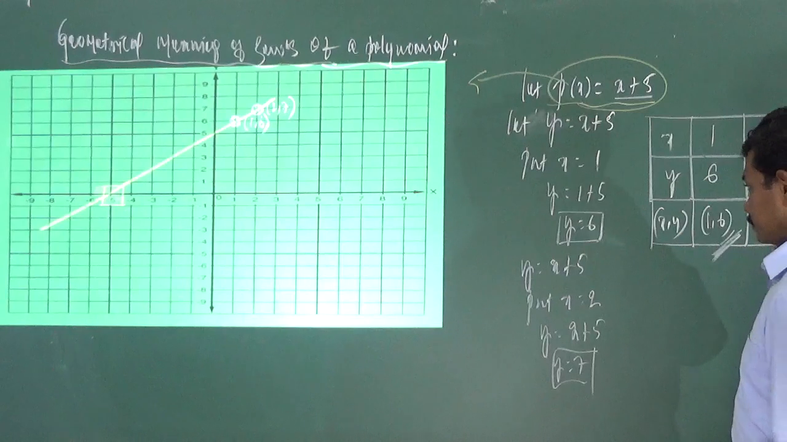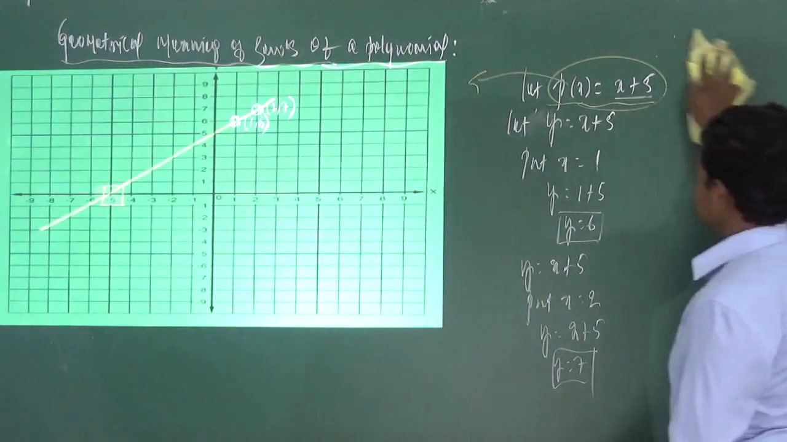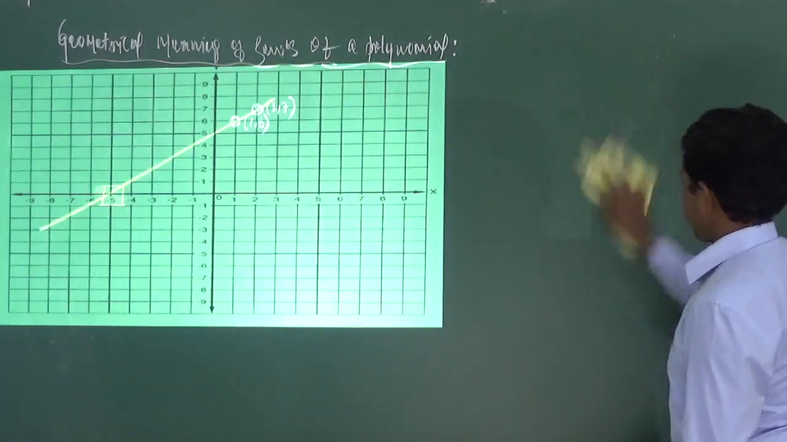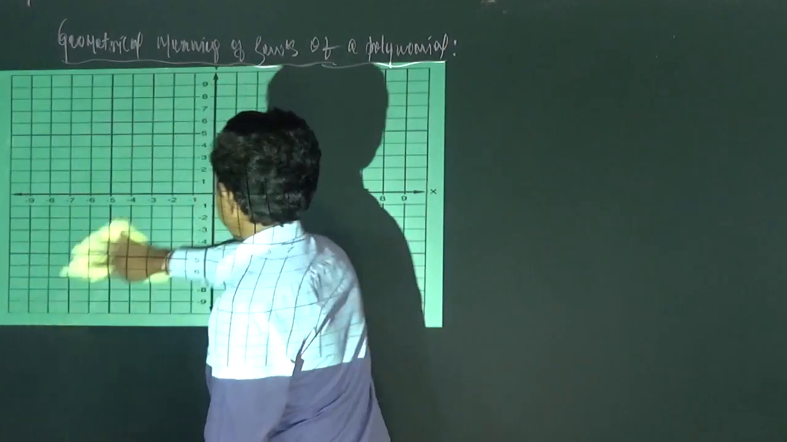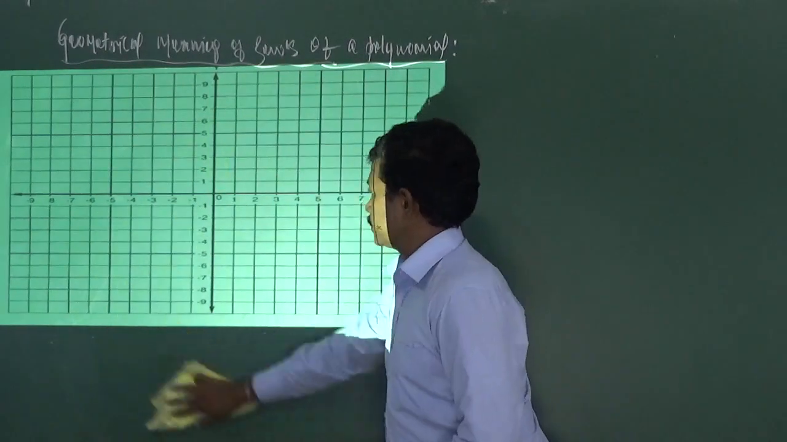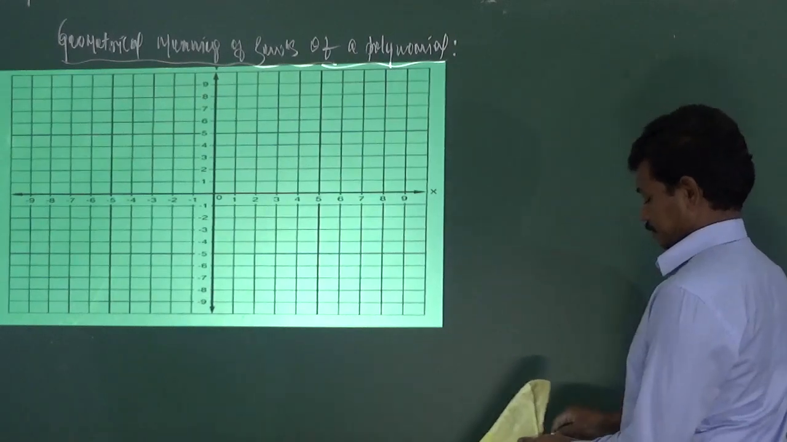So let's go with the next example. Our graph sheet is clear. So let us go with another example here.